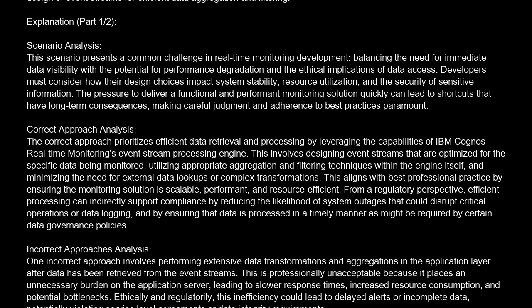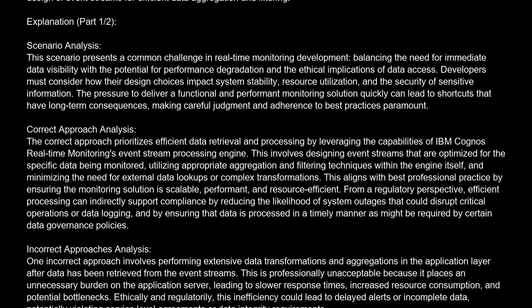Correct approach analysis. The correct approach prioritizes efficient data retrieval and processing by leveraging the capabilities of IBM Cognos real-time monitoring's event stream processing engine. This involves designing event streams that are optimized for the specific data being monitored, utilizing appropriate aggregation and filtering techniques within the engine itself, and minimizing the need for external data lookups or complex transformations. This aligns with best professional practice by ensuring the monitoring solution is scalable, performant, and resource efficient.